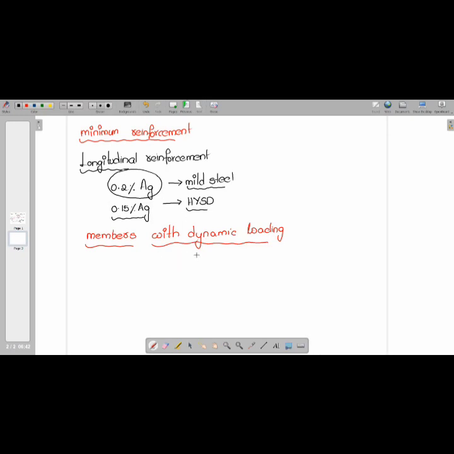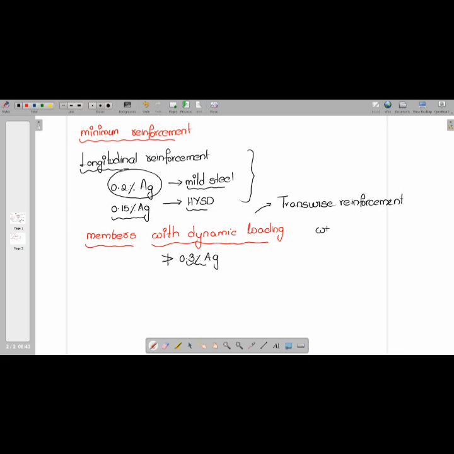So for members with dynamic loading, it should not be greater than 0.3 percent of gross area. This is for all transverse reinforcement. We have discussed until longitudinal reinforcement. In transverse reinforcement, the first one is members with dynamic loading, which should not be greater than 0.3%.